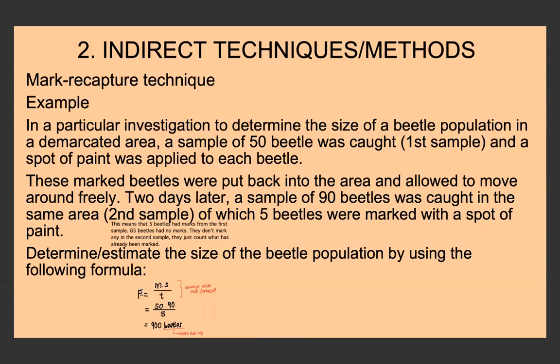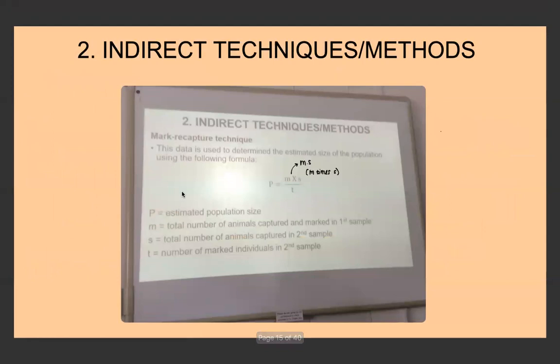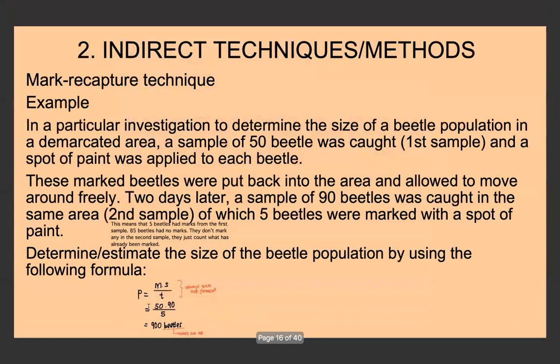Well, we know that P is equal to M times S over T. Always write out this formula. If you can, try and give a key or write it out in the actual words, like population is equal to number of animals in first sample times in second sample, etc. So we know we've got 50 from the first sample times 90 from the second sample divided by the number of animals that were marked and captured in the second sample, which is 5. 50 times 90 over 5 is 900. And you can't just leave your answer as 900. 900 what? 900 beetles. That's what we're measuring. So that's the mark recapture technique.